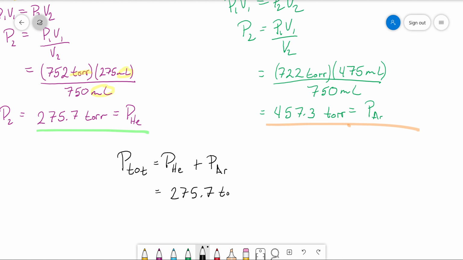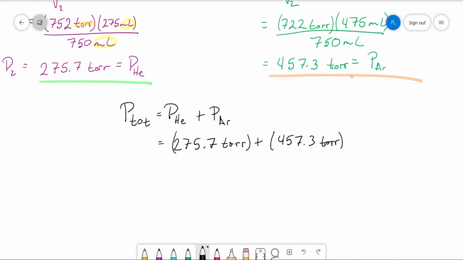275.7 torr. And by the way, these do have to be the same unit. You cannot add torrs in, say, atmospheres. And 457.3 torr. And that works out to be 733 torr. And that's it.